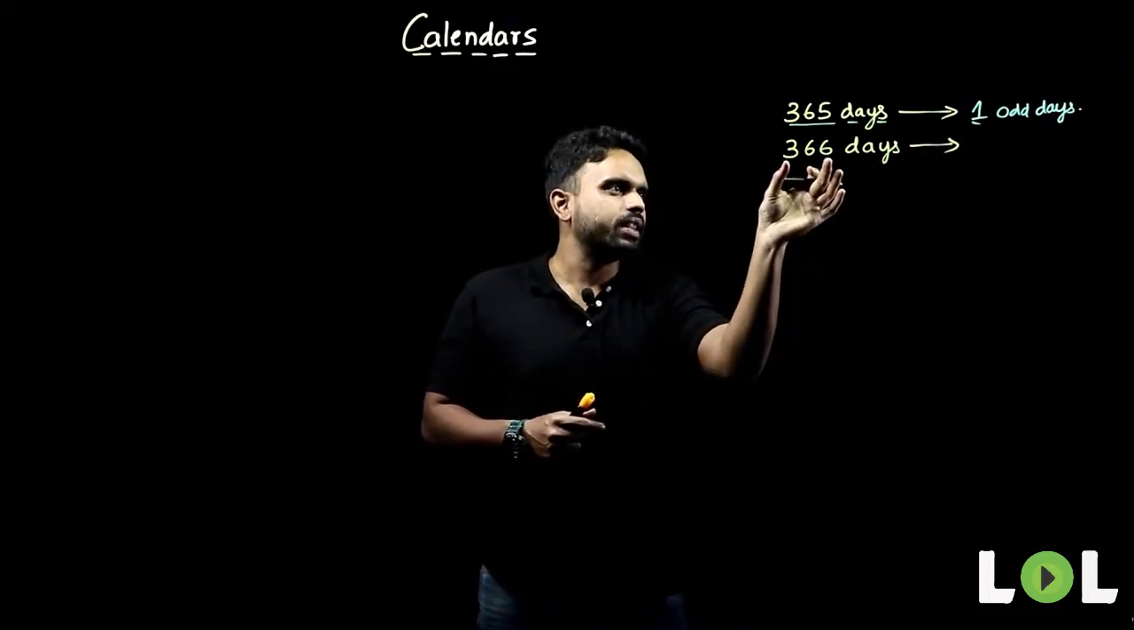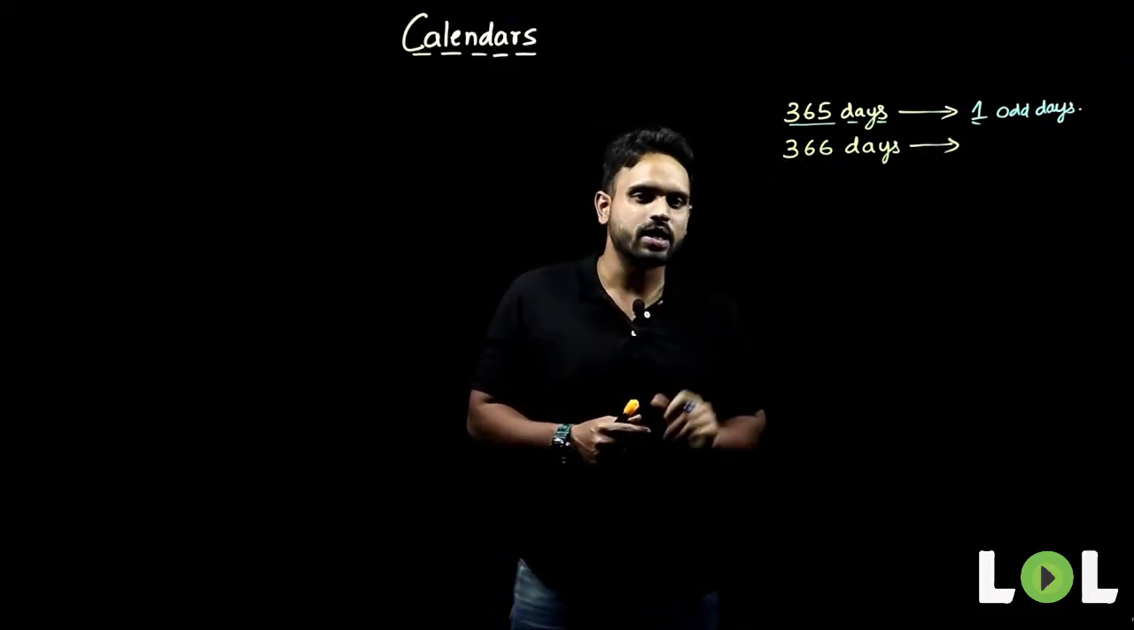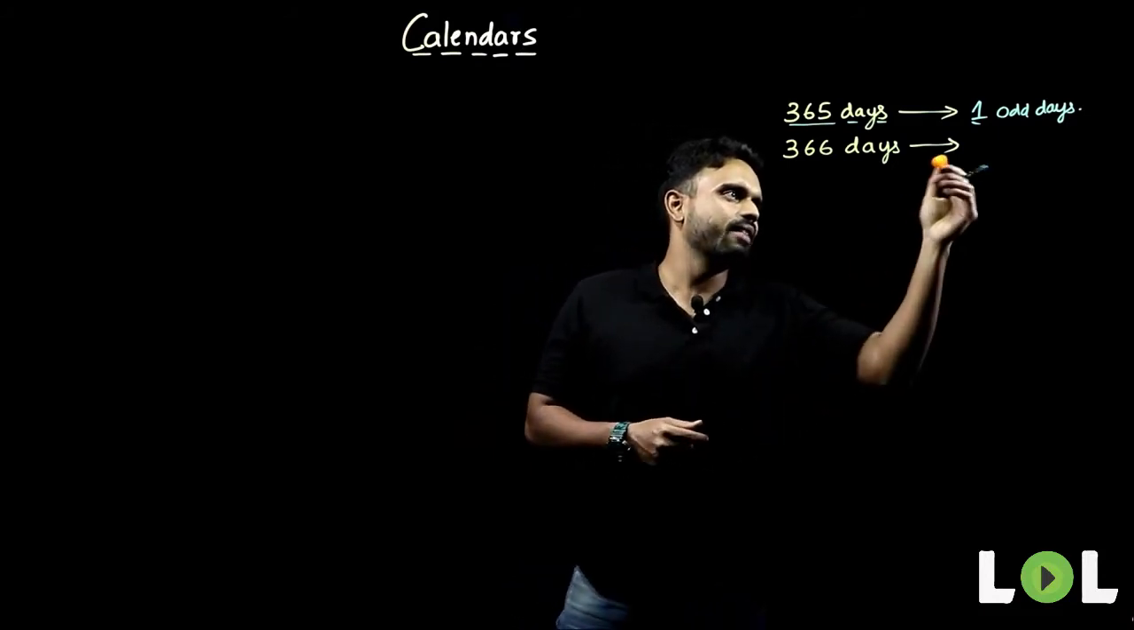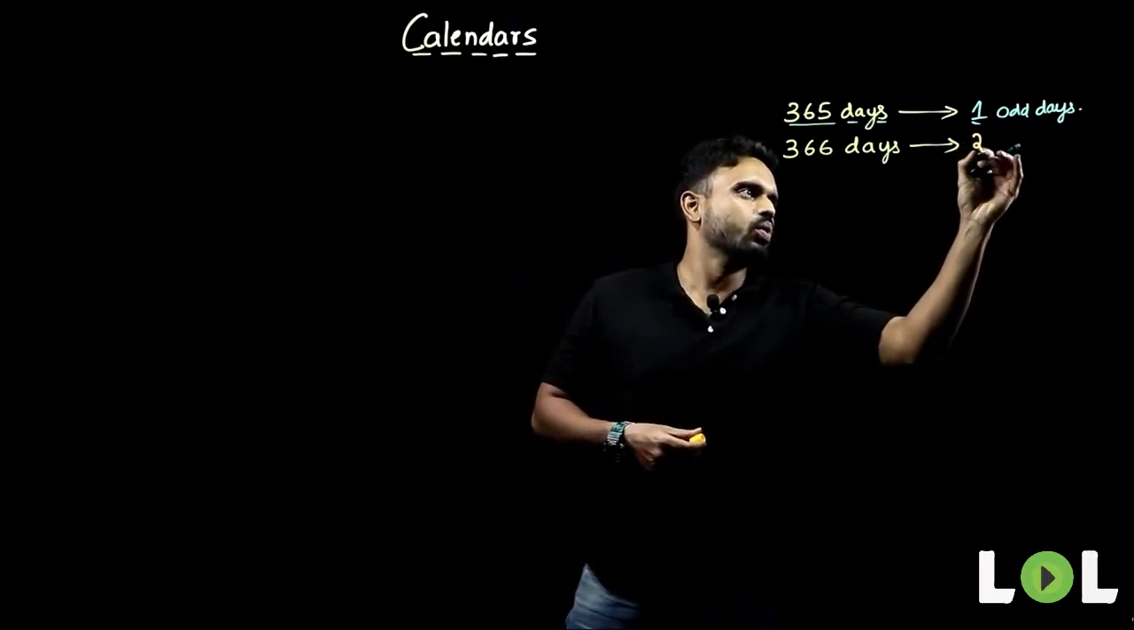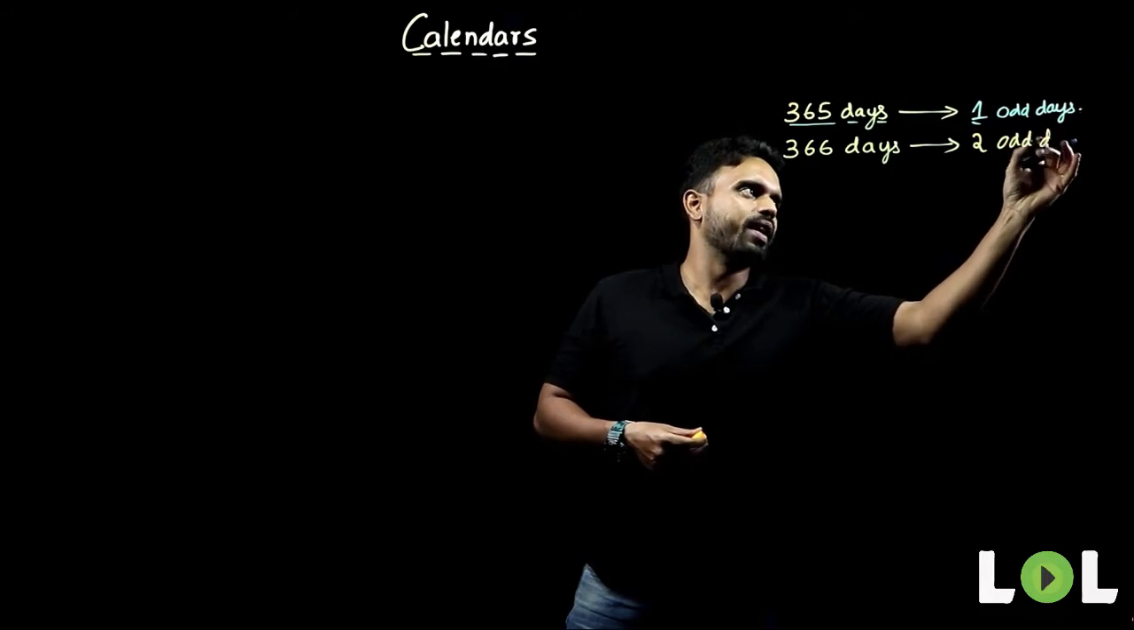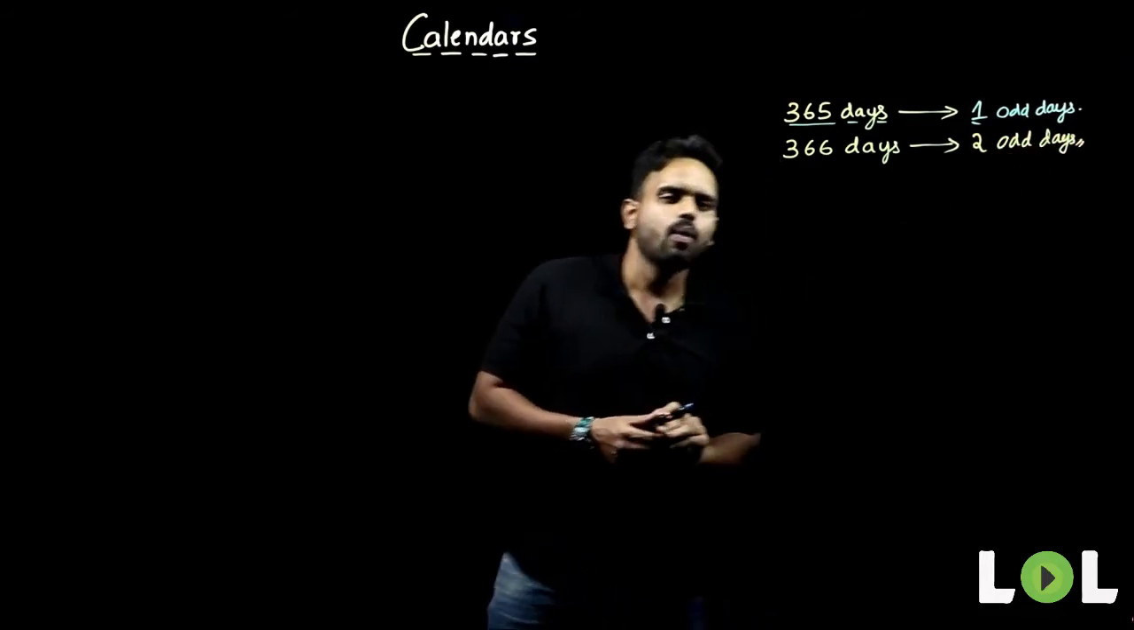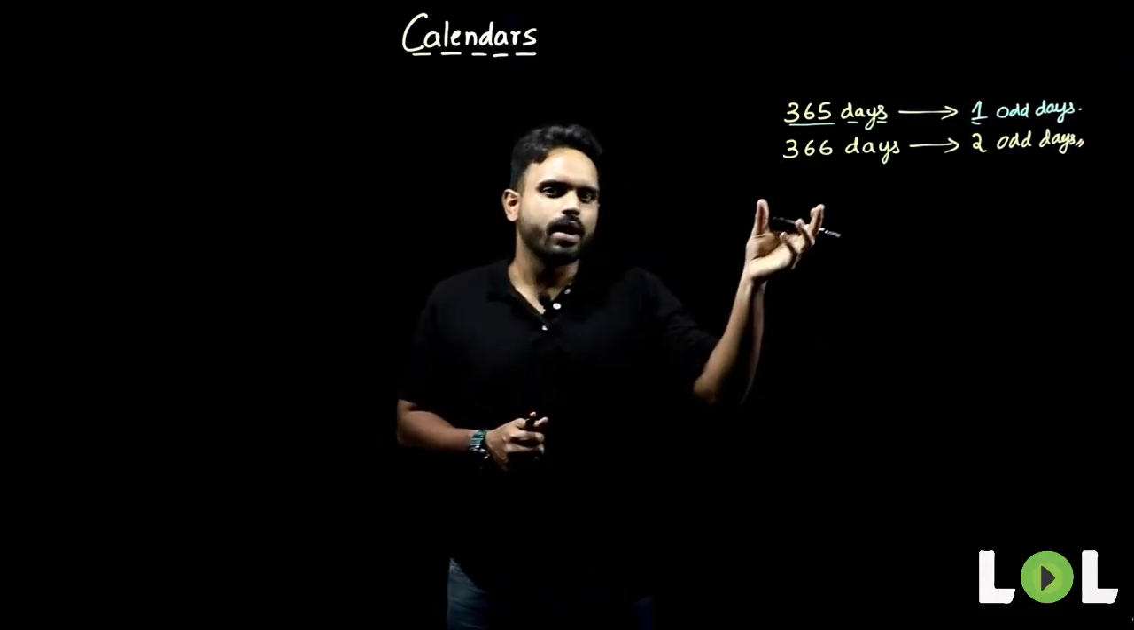If a leap year, 366 days, how many odd days will I have? I'll have 2 odd days. Now, why did I do this? How did I do this?